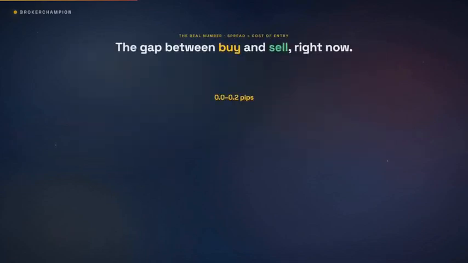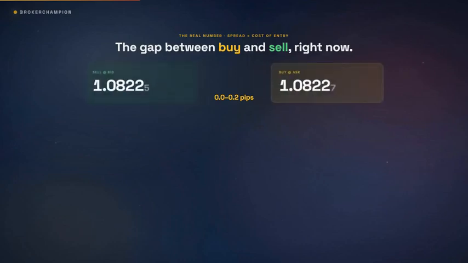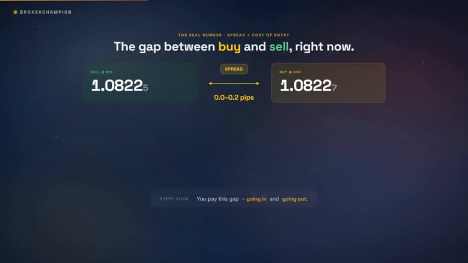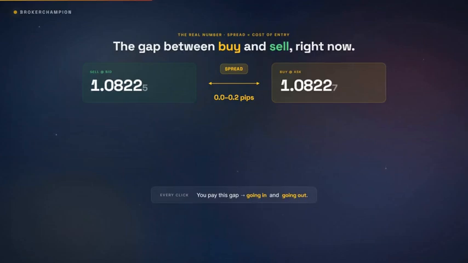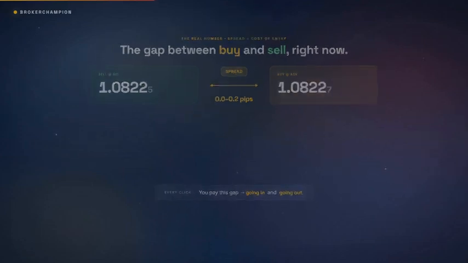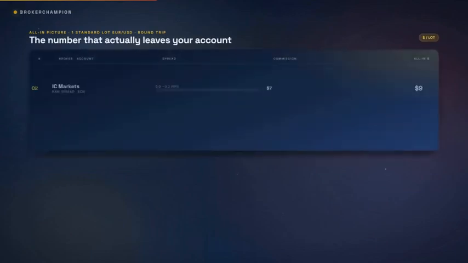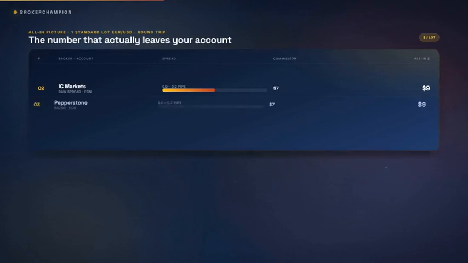Now the real number. The spread is what your broker marks up over the raw interbank price, the gap between what you can buy at and what you can sell at right now. That gap is your cost of entry every single time you click. Here's the all-in picture for one standard lot of Euro USD, round trip. IC Markets raw spread, 0 to 0.2 pips plus a $7 commission, total roughly $9 per lot. Pepperstone Razor, same structure, 0 to 0.2 pips plus $7, $9 per lot.